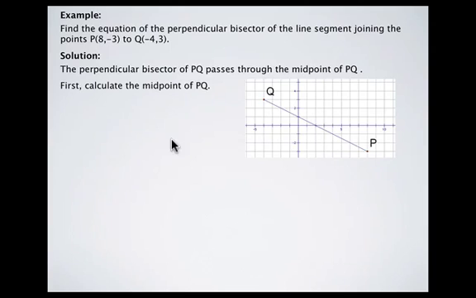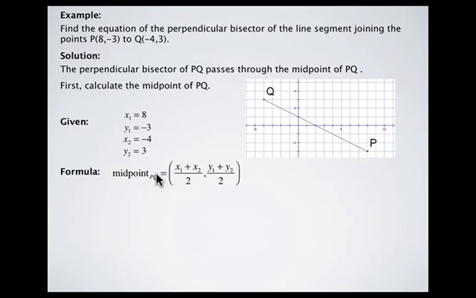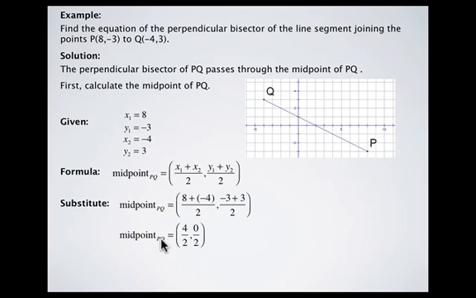So to determine the midpoint of PQ, we're going to use our coordinates for P and Q, which are (8, -3) for point P and (-4, 3) for Q. So here are our x1, y1, x2, y2 values, and we substitute into our formula for the midpoint of a line segment, and what we find is that the midpoint of PQ is (2, 0). So the perpendicular bisector is going to pass through this point at (2, 0).